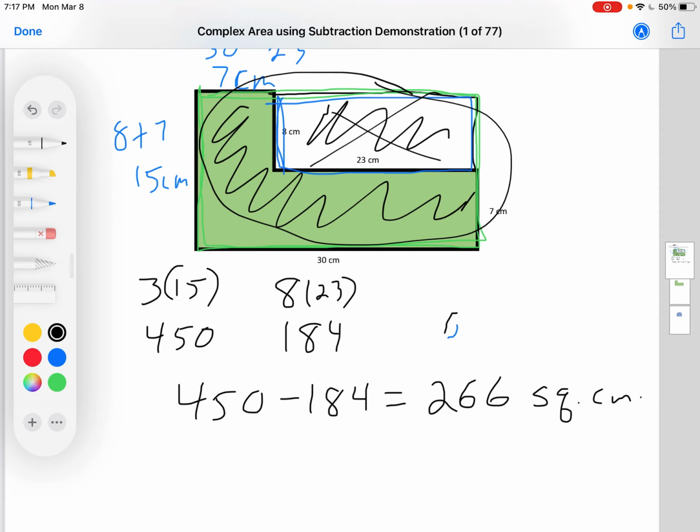And if you remember from yesterday's work, the area that we found in that case was also 266 square centimeters. So, do you get the idea? You find the area of the large piece, you find the area of the part that is not included, and then you subtract to find what remains.